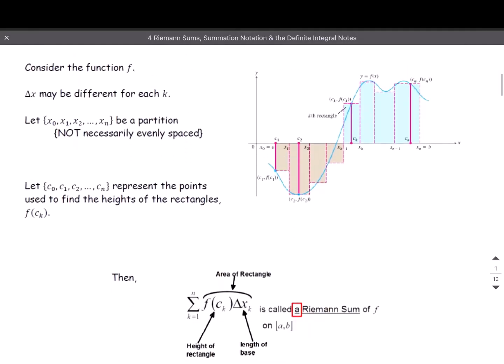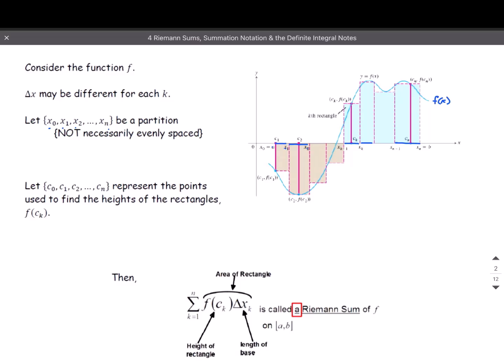So we have to have a function f, and I've given you a graph of function f, this little blue curve here, that's f of x, okay? Now delta x may be different. Notice this width here of this rectangle, and then this rectangle is wider, and this one is skinny. This one is even wider. They all have different bases. The delta x's are different, and that's okay. What happens is we're partitioning it at x0, x1, x2, all the way down to xn. They're telling us where to partition it, what x values we're going to use to partition.